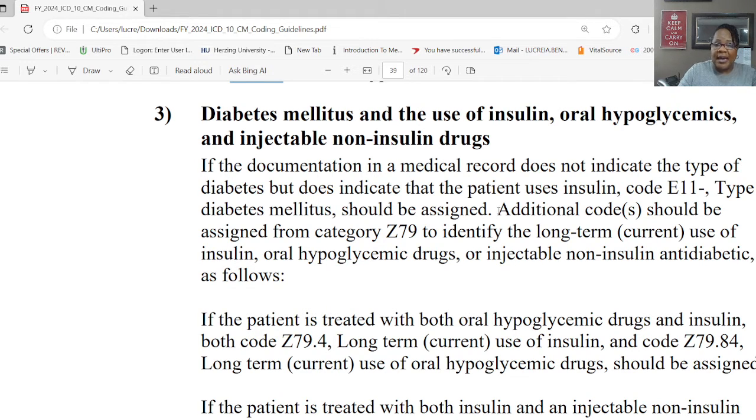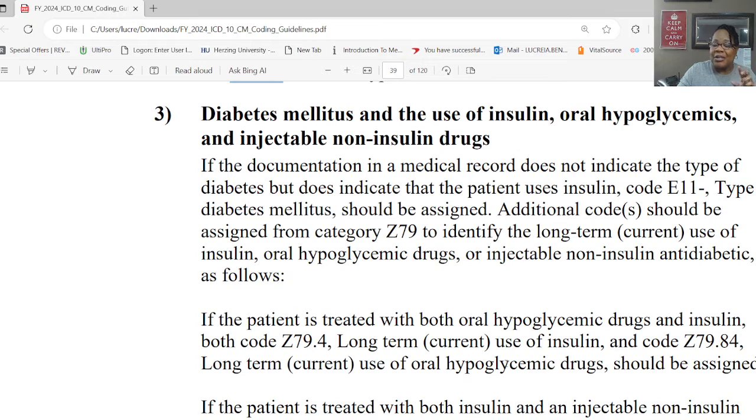Remember, we just said in the previous guideline, if the type is not designated, automatically assign it to type 2 diabetes. Then additional codes should be assigned from category Z79 to identify the long-term current use of insulin, oral hypoglycemic drugs, or injectable non-insulin antidiabetic drugs as follows. If the patient is treated with both oral hypoglycemic drugs and insulin, both codes Z79.4, long-term or current use of insulin, and code Z79.84, long-term or current use of oral hypoglycemic drug, should be assigned.